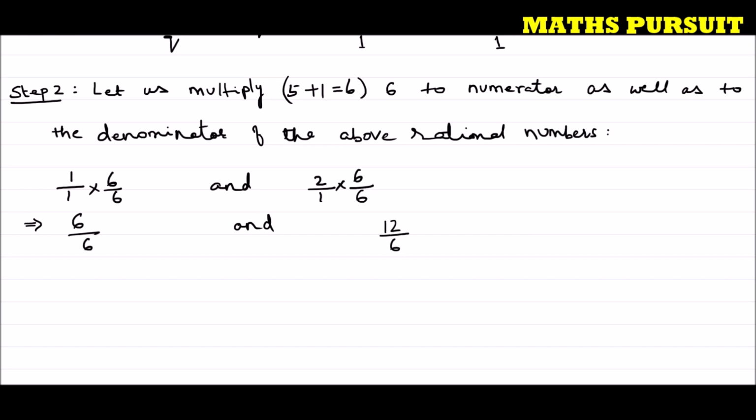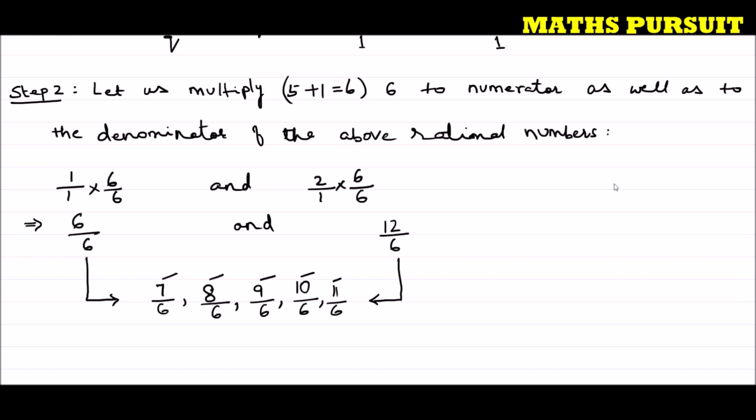After 6 upon 6 we have 7 upon 6, then 8 upon 6, 9 upon 6, 10 upon 6, and finally 11 upon 6. And these all lie in between 6 upon 6 and 12 upon 6. If you count, we are getting 5: 1, 2, 3, 4, 5. So you could see how easily we got 5 rational numbers.